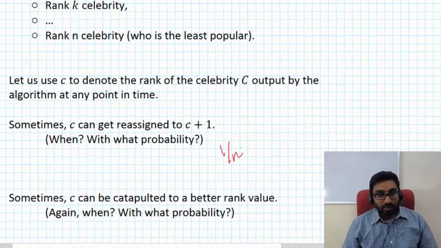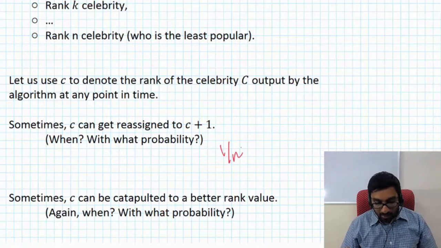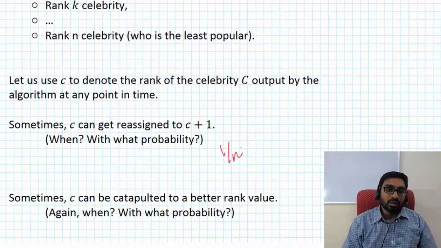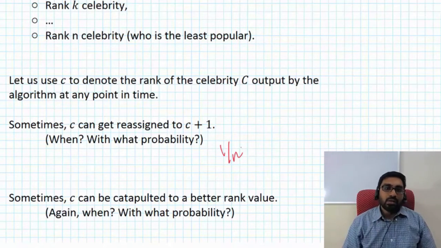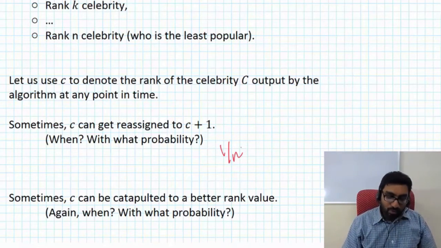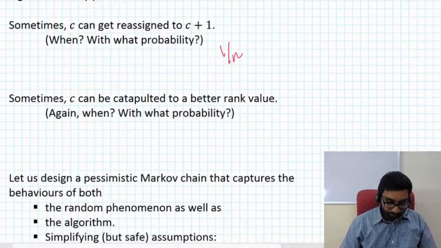Sometimes, however, we can get lucky and C can be catapulted to a better rank value. So it can be improved from something like C to 1, or to C minus 1. Okay. When will that happen? When we probe, we do a random probe every time step. If that randomly probed celebrity has a much higher popularity status, or is a more popular celebrity, then this sort of an improvement will be seen.